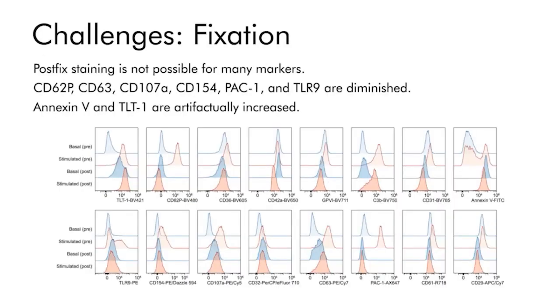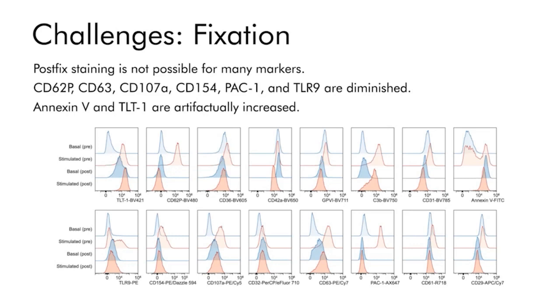So staining should be performed on fresh samples obtained within about 4 hours of blood collection, because platelet reactivity decreases over time. In addition, staining should be performed on unfixed samples, since fixation can result in artifacts and the loss of staining for some markers.